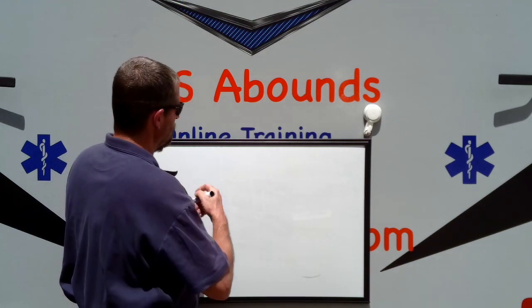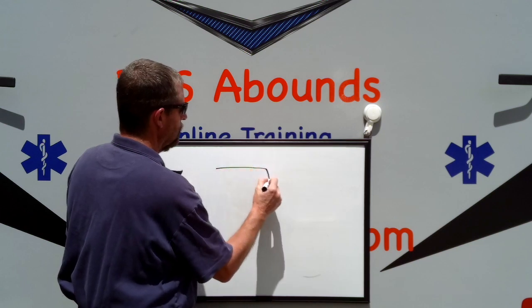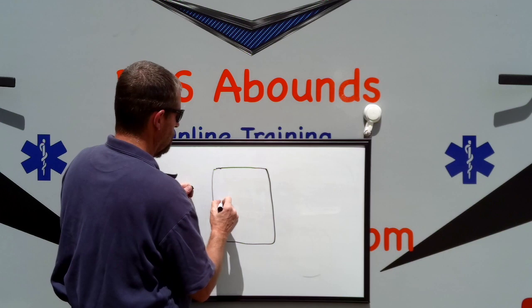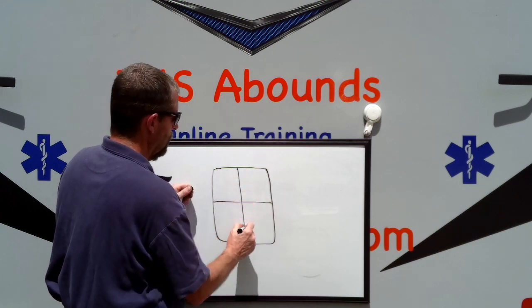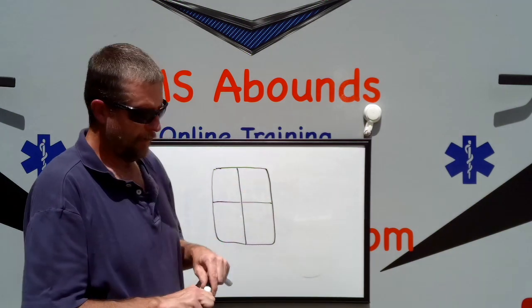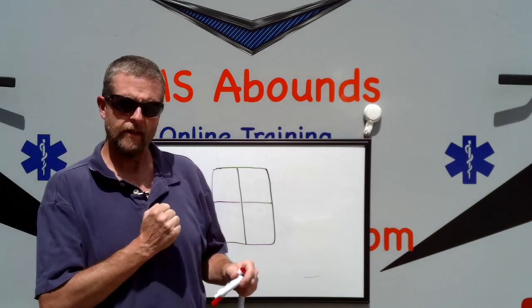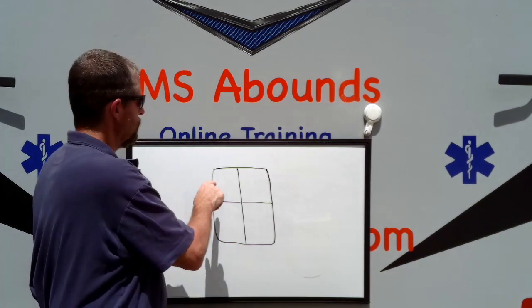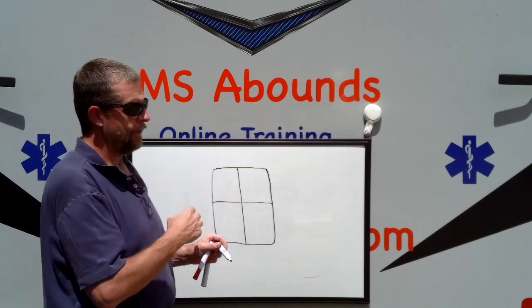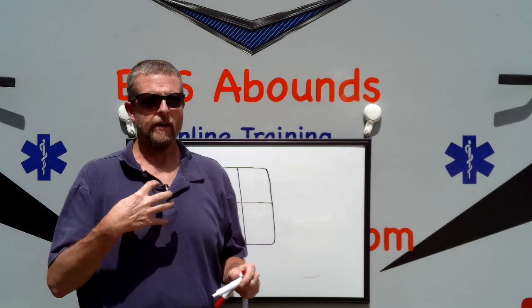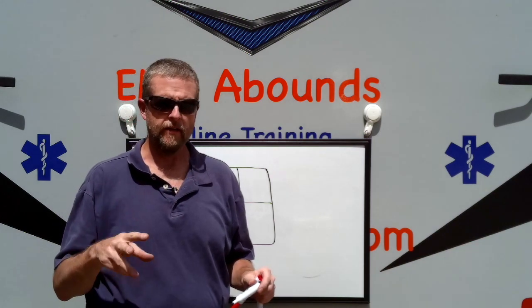I've got my rectangle. And I've got my 4 quadrants. Remember I said that the heart sits turned a little bit and angled a little bit. This right atrium sits behind the sternum. The right atrium is where your pacemaker lies.